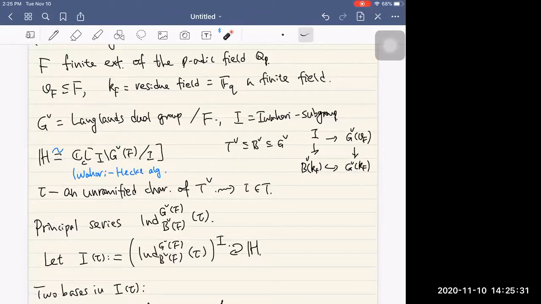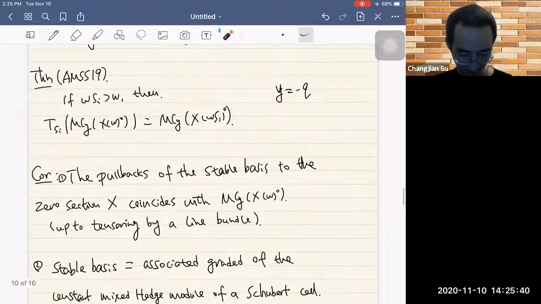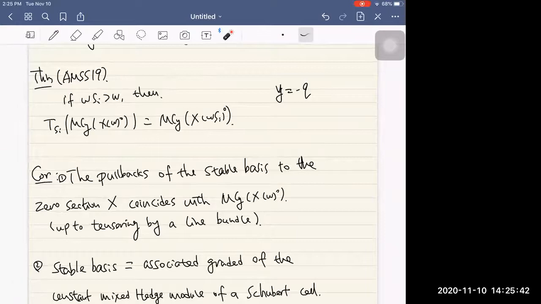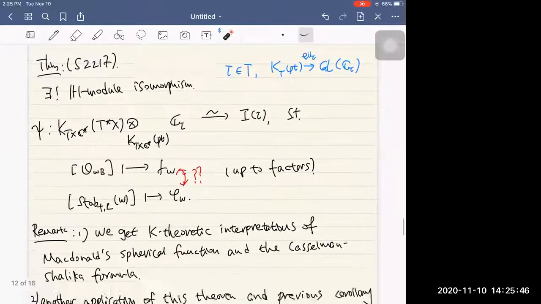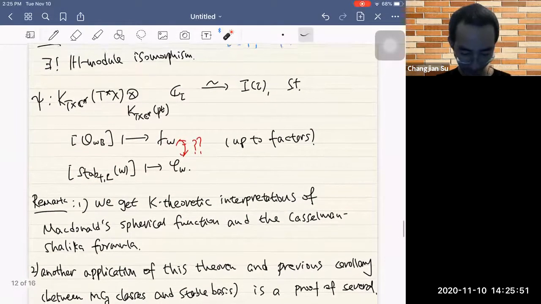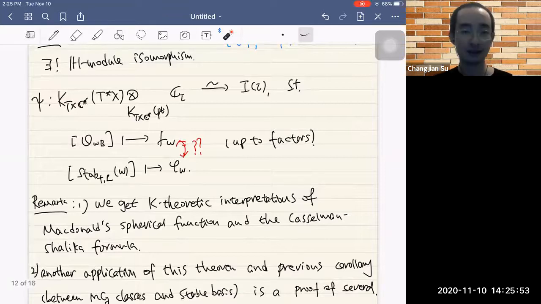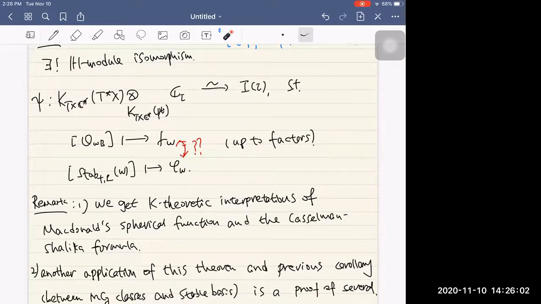At some point you have a stable basis and a Macdonald basis, right? No, not exactly. This is only about the Macdonald spherical functions, not the Macdonald basis. Yeah. Sorry. No problem.